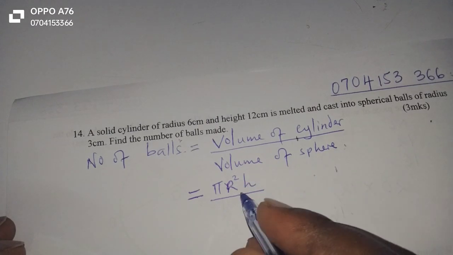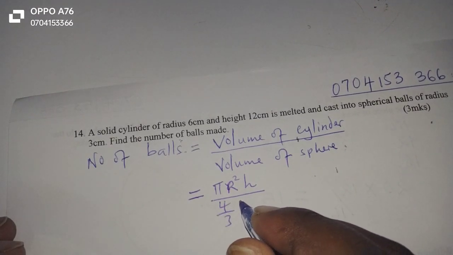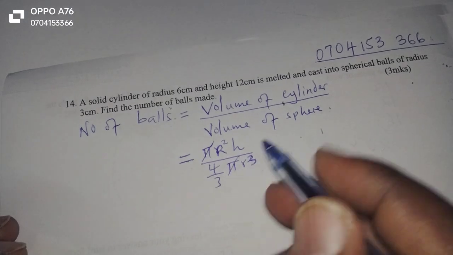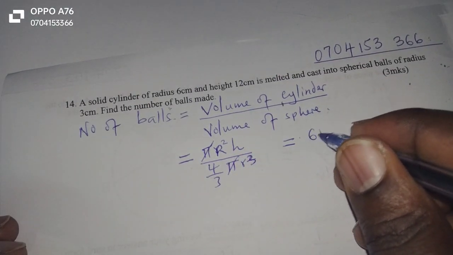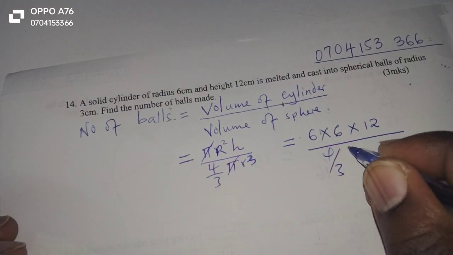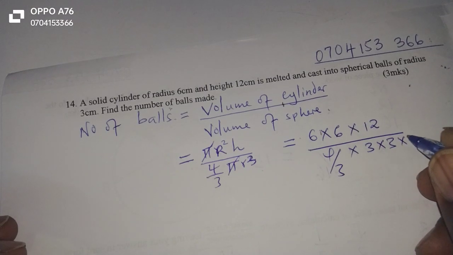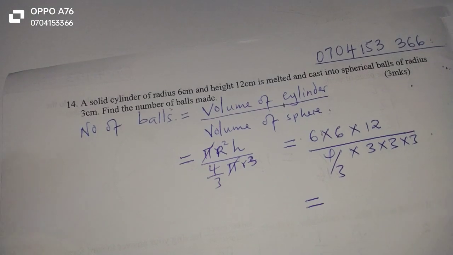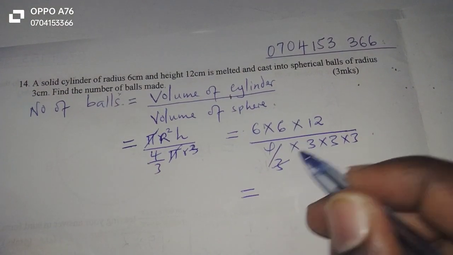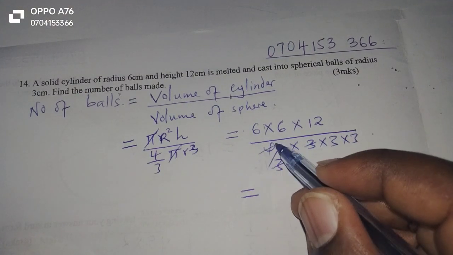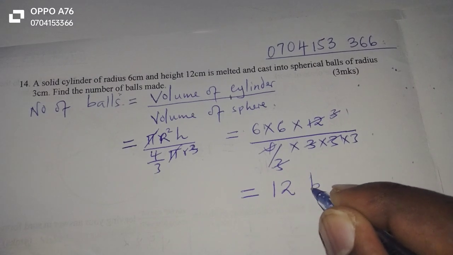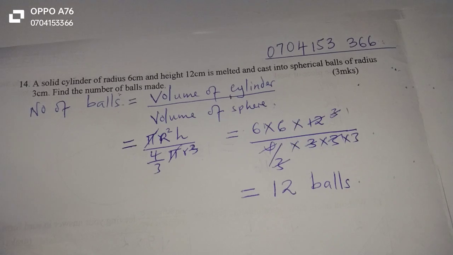So pi r squared multiplied by h, divided by the volume of a sphere. Remember, the cylinder has a bigger radius, but now for the sphere, we need 4 over 3 pi r cubed. So now we can see pi is featuring on both sides. So we just need r squared, that is 6 times 6 multiplied by height of 12, divided by 4 over 3 times 3 times 3 times 3, because it has to be cubed. This is exactly going to give us 12 balls, or we can work it out slowly. We're going to have by 4 1, by 4 3, by 3 1, by 3 1. This is 36 over 3. We're going to get 12 balls from that.